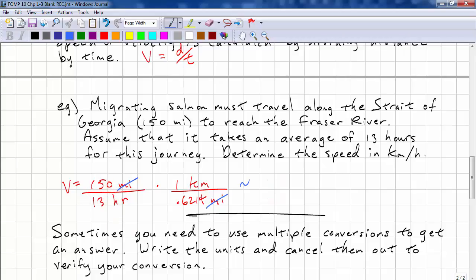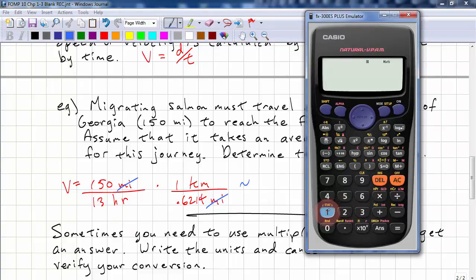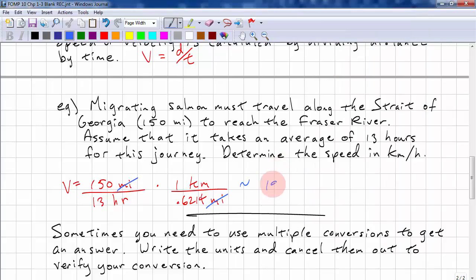And we have to take the 150. I'm going to use the Casio this time. 150 divided by 13. And this is on the bottom, so we also need to divide by 0.6214. We could be multiplying these two together, but we would be required to put brackets around them. So it's important that if you're not going to use brackets, you have to divide by 13, divide by 0.6214. Okay, and we get approximately 19 kilometers per hour. And that's a pretty fast speed for salmon to be swimming at.